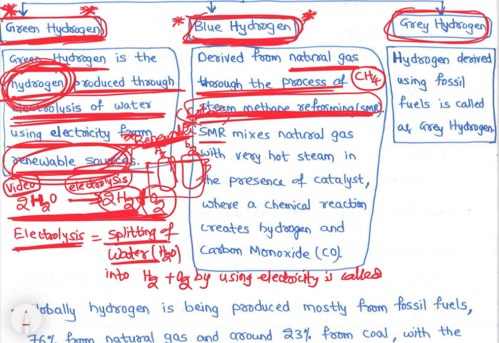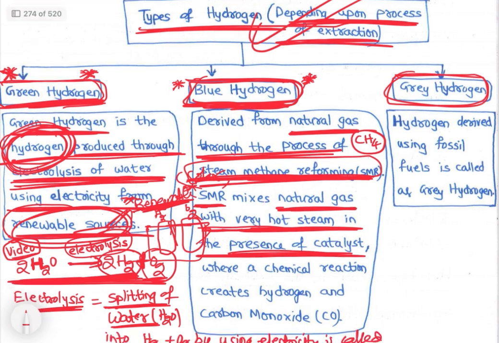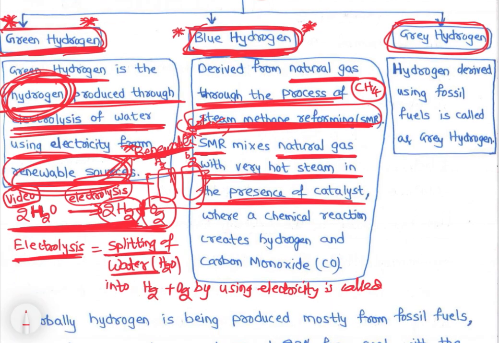Let's see. Steam methane reforming mixes natural gas with very hot steam in the presence of catalyst. See, this is basically, you can write the equation, that is, see, CH4. Okay, see, let's write it here.